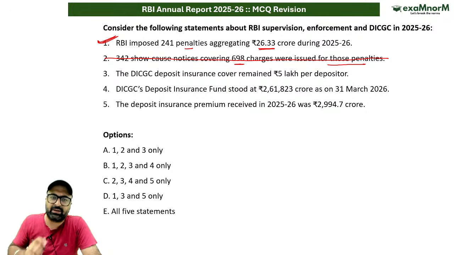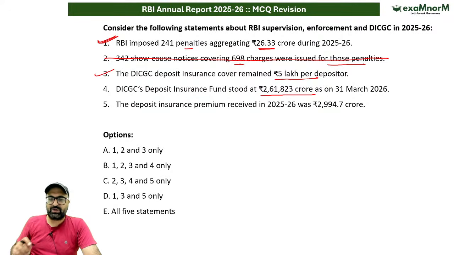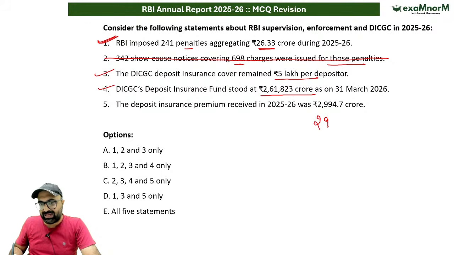वैसे it is correct. DICGC deposit insurance cover remained 5 lakh rupees per depositor per bank. Correct. If I talk about the funds of DICGC, it says the deposit insurance fund stood at a value of 2,61,000 crores. It is correct. Deposit insurance premium received was 29,947 crores.